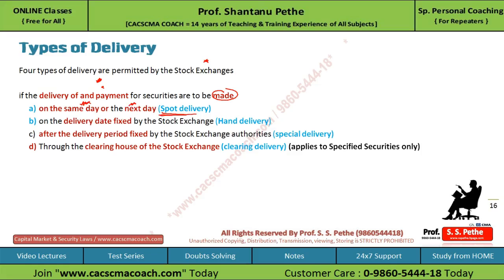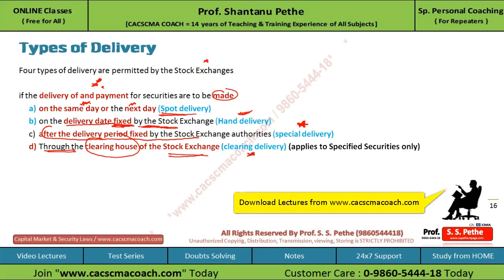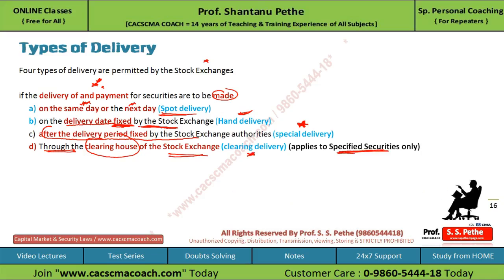या फिर अगर डिलीवरी एंड पेमेंट आर मेड ऑन अ डिलीवरी डेट फिक्स्ड बाय द स्टॉक एक्सचेंज, ऐसी डिलीवरी डेट जो फिक्स की है स्टॉक एक्सचेंज ने, तो इसको बोला जाएगा हैंड डिलीवरी. एंड इफ डिलीवरी and payment of security is made after the delivery period fixed by the stock exchange, then it will be treated as special delivery. After delivery period fixed by the stock exchange अगर होता है payment और delivery तो उसको special ही माना जाएगा, special delivery. And third, where the delivery and payment for the security is made through the clearing house of the stock exchange, then it is called clearing delivery. It applies only in cases of specified securities.